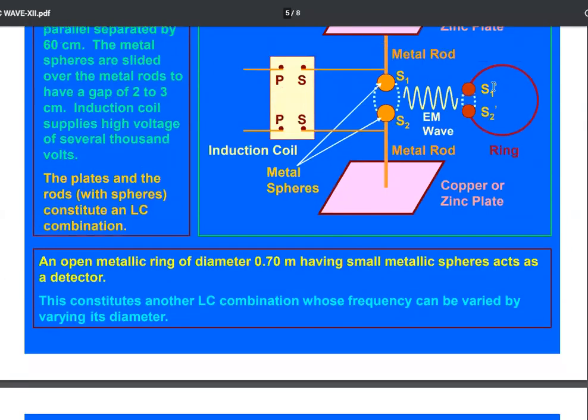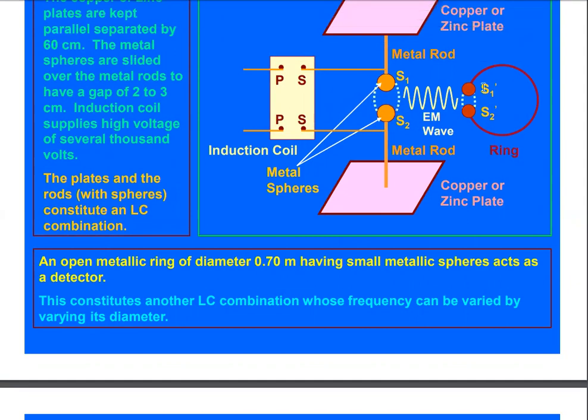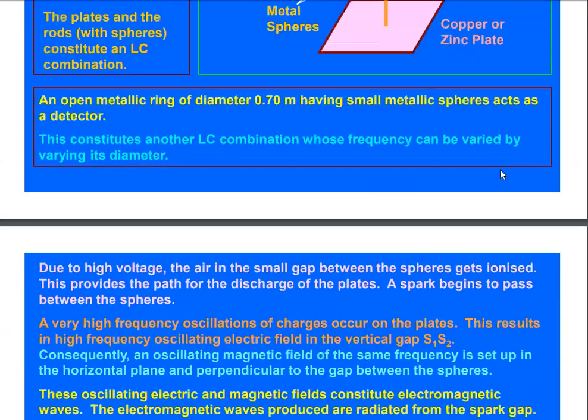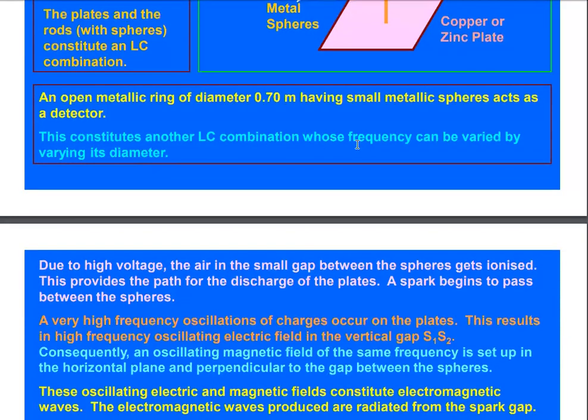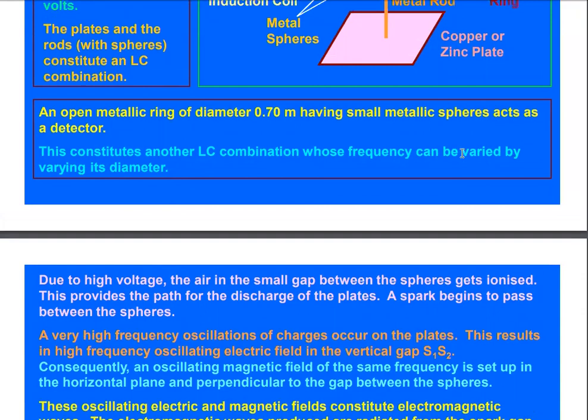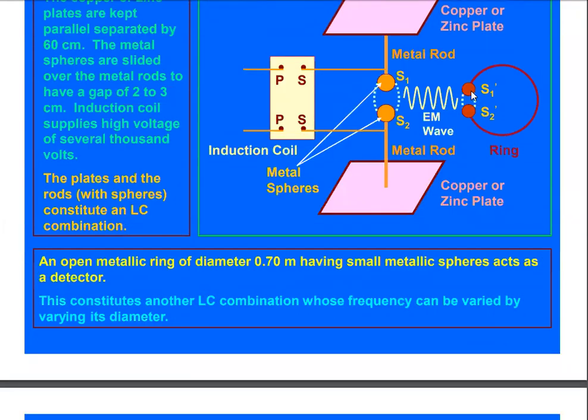So altogether you see here is LC combination and here is also LC combination. Here, just like this, ball 1 act as S1 and ball 2 act as S2. So whose frequency can be varied by varying its diameter. I mean, here if you want to vary the frequency, then you must change the diameter of the ring.